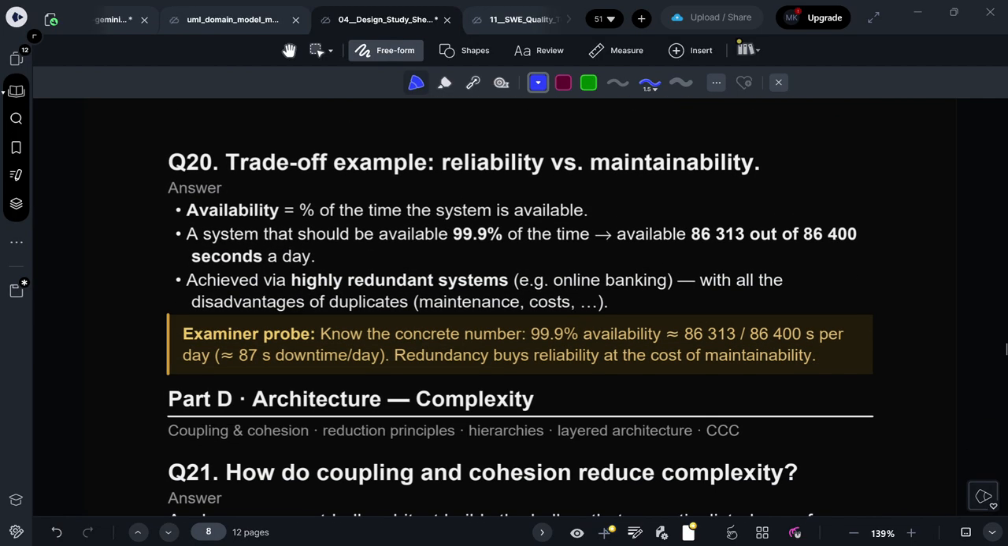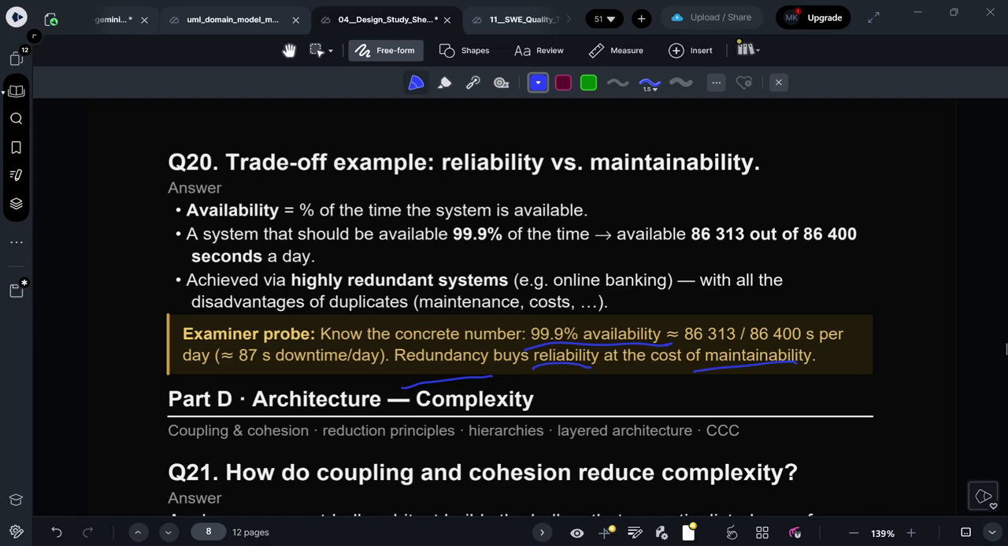Then another trade-off example is reliability versus maintainability. Availability is the percentage of the time the system is available. A system that should be available 99% of the time, available 86,313 out of 86,400 seconds a day, is achieved with very high redundant systems, for example online banking, with all the disadvantages of duplicate maintenance and cost. So know the concrete number: 99.9% availability is almost 86,313 out of 86,400 seconds, which is almost 87 seconds of downtime per day. Redundancy buys reliability at the cost of maintainability. So if there is redundancy, then it buys us reliability at the cost of maintainability.